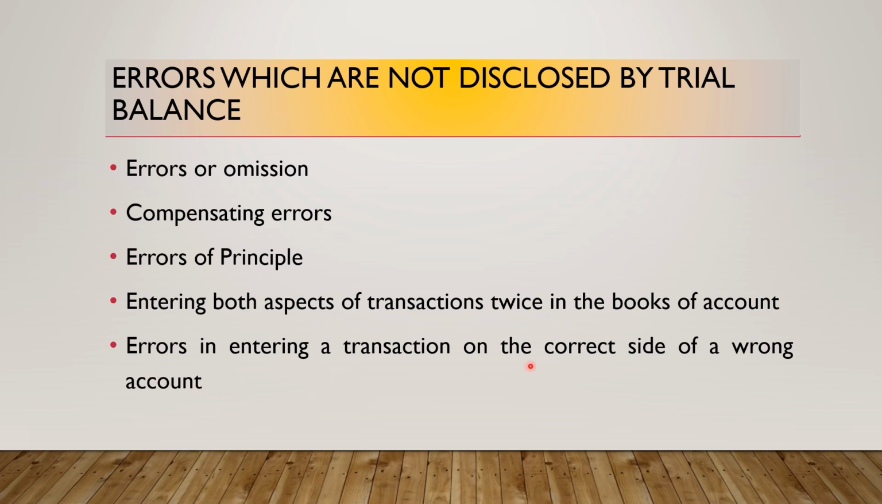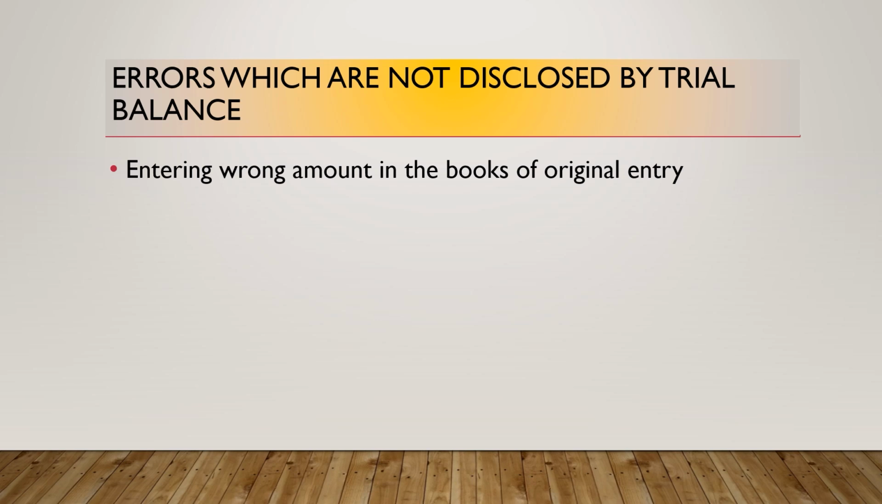Errors in entering a transaction on the correct side of the wrong account. Because the side is correct, debit and credit will match. So the account is wrong but the side is right. Again, trial balance will not help us in locating these errors. Entering wrong amounts in the books of original entry. Again, this is one kind of error in which trial balance will not help us.